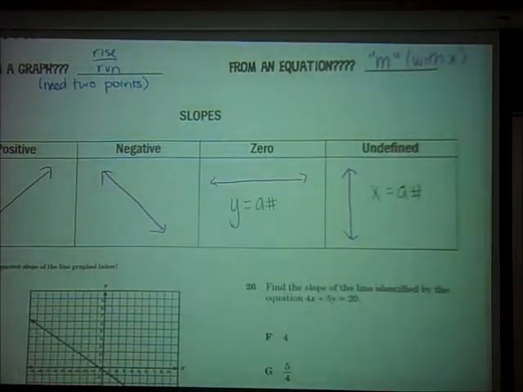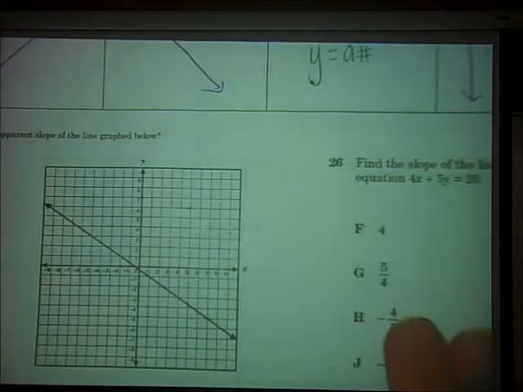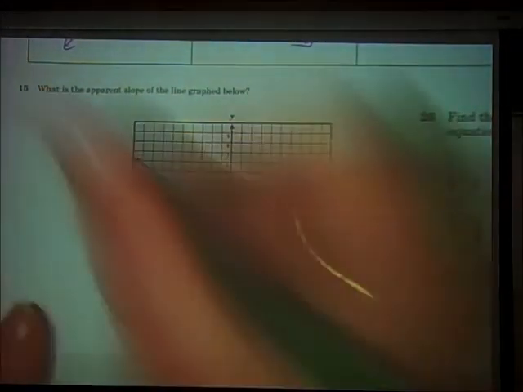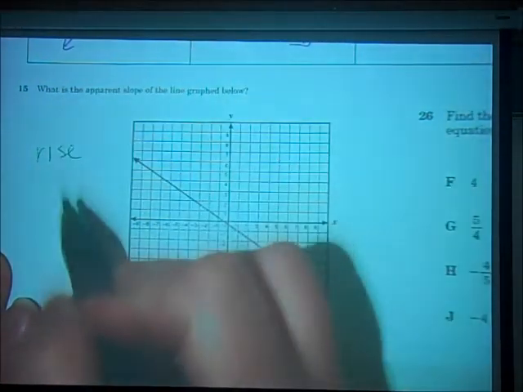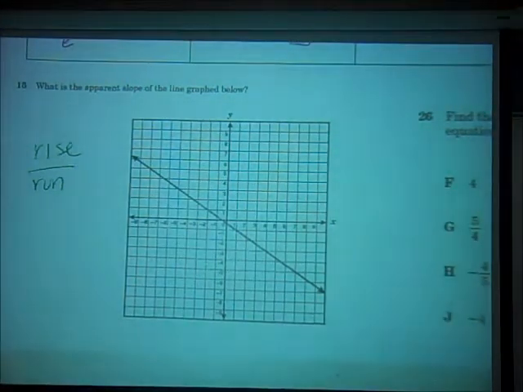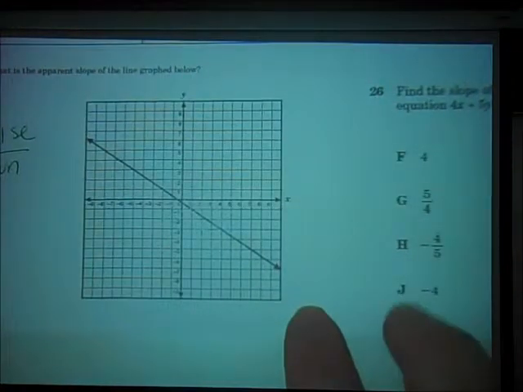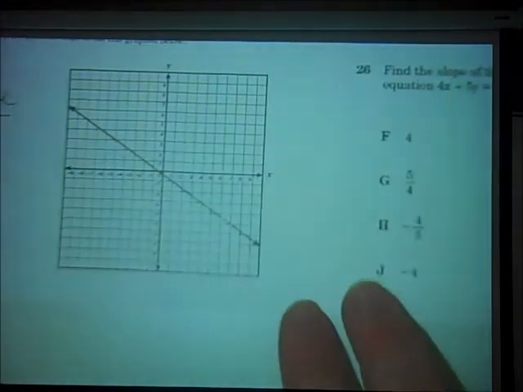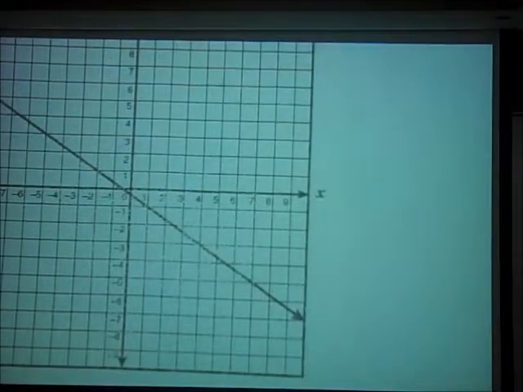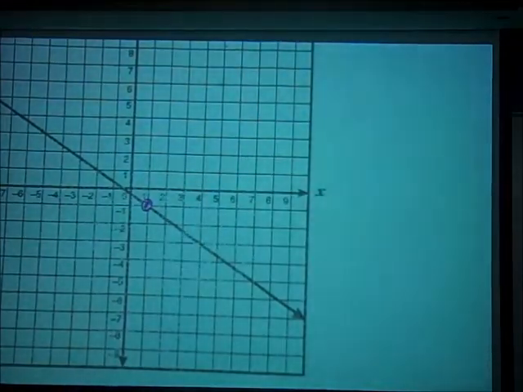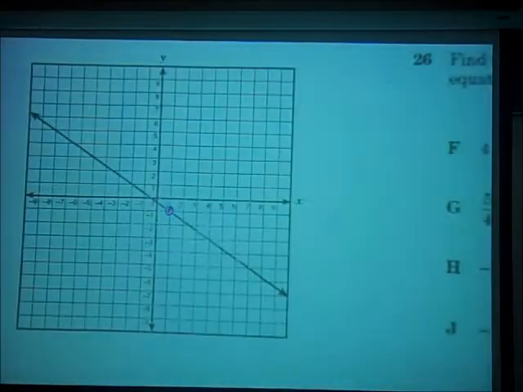So if we look at question 15, what is the apparent slope of the line graphed below? Well, I'm looking at a graph, which means I'm going to have to find my rise over my run. In order to find my rise over my run, I need 2 points. When we're looking for points, we want to make sure we're looking for good, clean points where the line is intersecting on the grid lines. So for example, there would be a good, clean point at positive 1, negative 1. And then I've got to find another one. There's a couple options. So where do you see points that we can use?